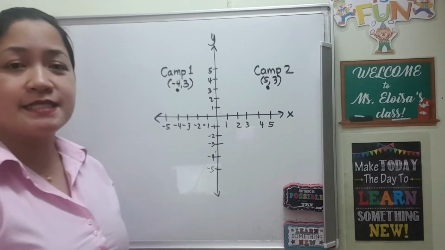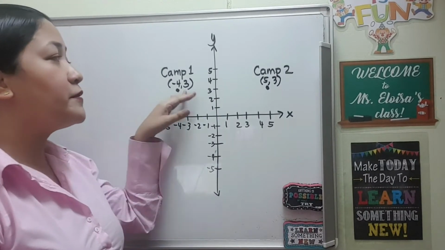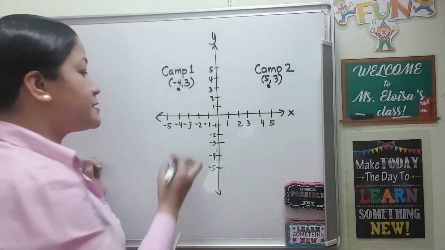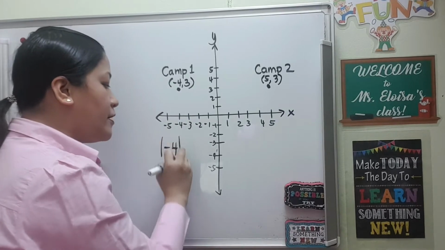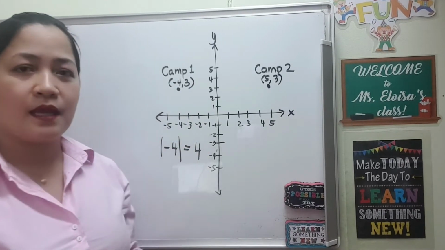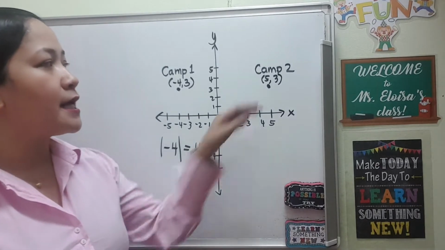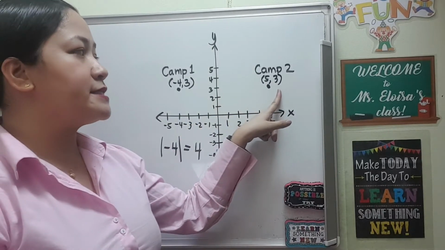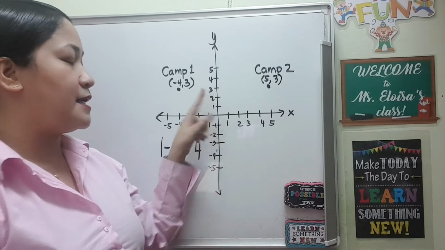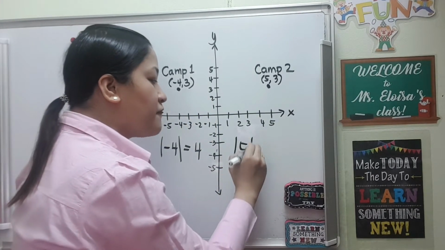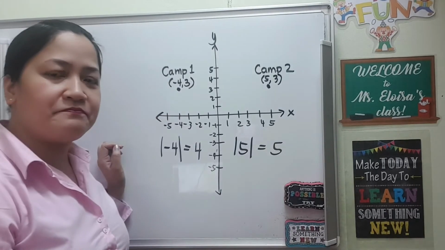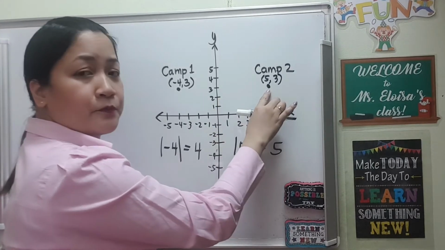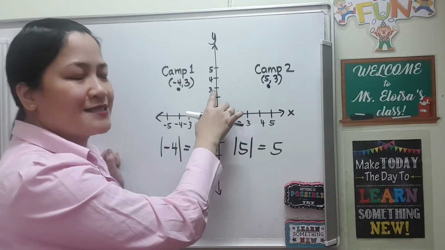So we need to find the distance between the x-coordinates of negative 4, 3 and 0, 3. The distance of negative 4, 3 to 0, 3 is the absolute value of negative 4, and that is 4. Now let us find the distance between Camp 2 and 0. So we need to find the distance between 5, 3 and 0, 3. That means it's the absolute value of 5 that is equal to 5. Or you can find the distance by counting the units from that point to this point here in the y-axis.